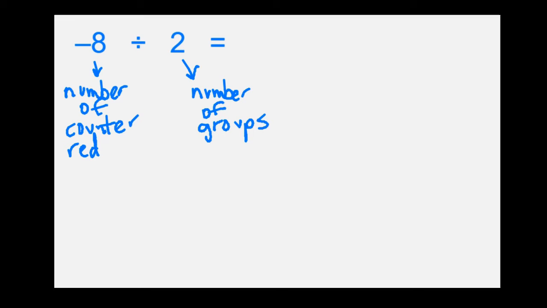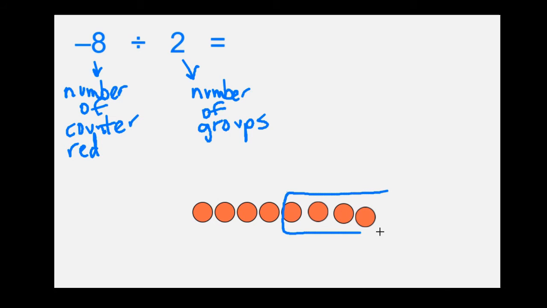So now first step is let's go ahead and put down -8 counters. There's 5, 6, 7, and 8. And now we need to make 2 groups here. So let's go ahead now, figure out how we can evenly make 2 groups.